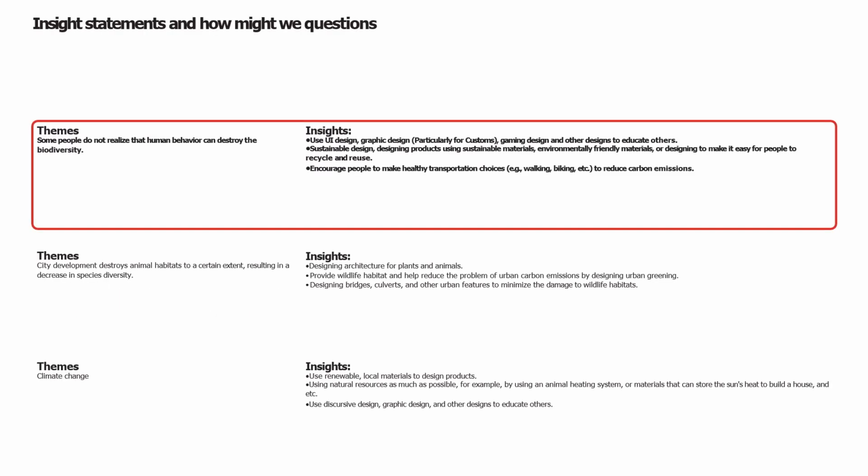After finishing the infographic, I identified three main themes to explore the problem of biodiversity loss. First, environmental inactivism. Second, biodiversity loss due to urban development. Third, biodiversity loss due to climate change. After consideration, I decided to focus on the first direction.